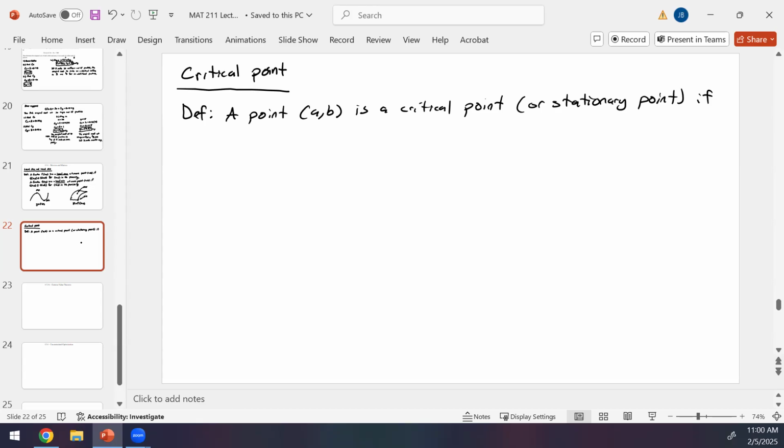If the partial derivative with respect to x of your point a, b is equal to 0, and the partial derivative with respect to y of your point a, b is also equal to 0. Now, it is possible to have a critical point if one of these partial derivatives is undefined. In this class, we're really not going to focus on that case, but that is also another option.